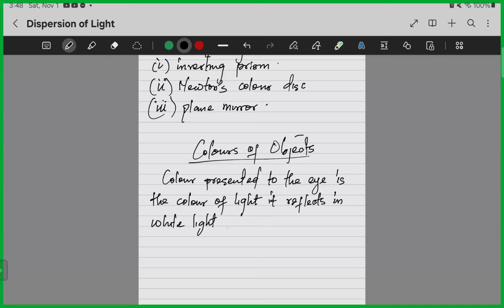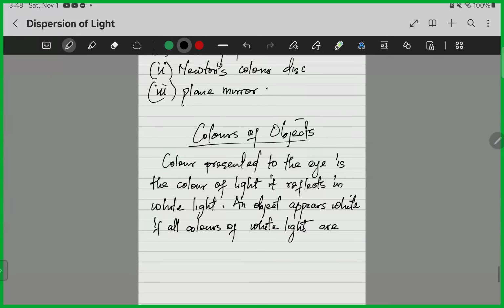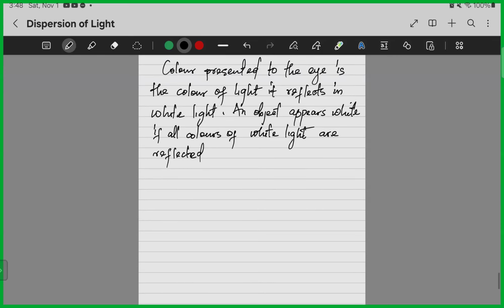An object appears white if all colors of white light are reflected. That is, if anywhere you see a combination of red, orange, green, blue, indigo, and violet all together, what you see at the end of the day is white.